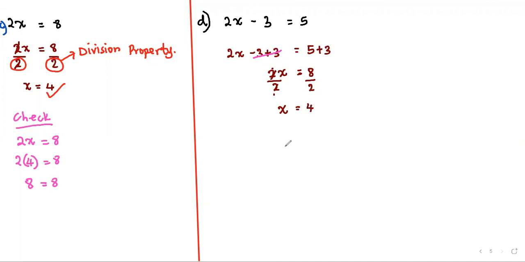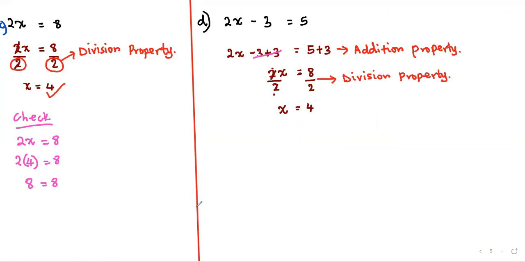You see that? Now, here we used two properties. At this point, we used the addition property. Okay? And at this point, we used the division property. Okay? And finally, we got our answer as 4.